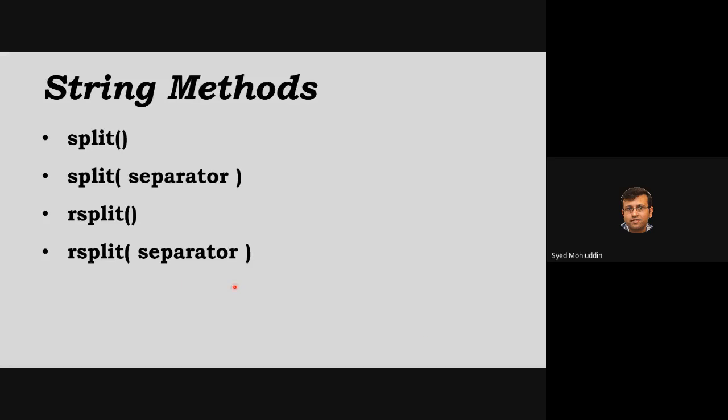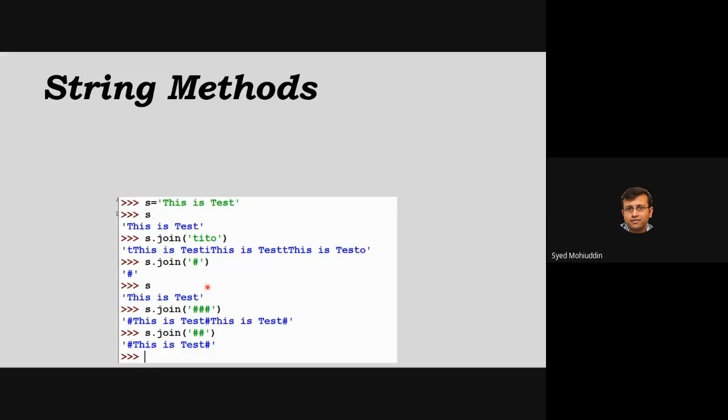That is rsplit, in the sense of splitting from the back of the string. Now these are certain methods. Let us talk about another method known as join.